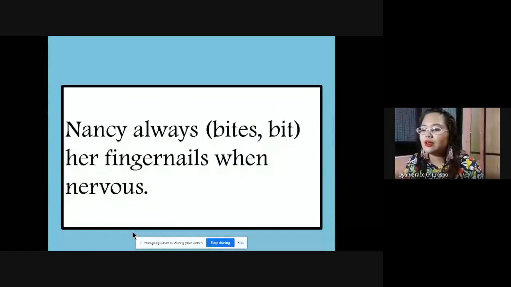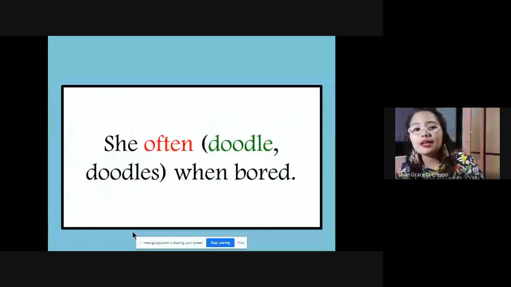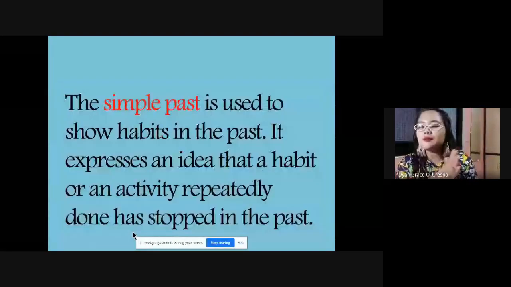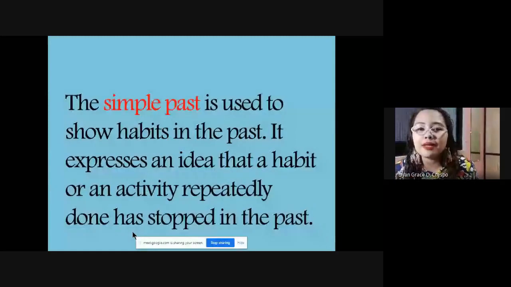Alam ko mali ako dito. Okay. So now let's begin. The simple past is used to show habits in the past. So it expresses an idea that a habit or an activity repeatedly done and has stopped in the past. So for example, before COVID-19, you always go to the mall every Tuesday, every after the class, you will go to the mall.